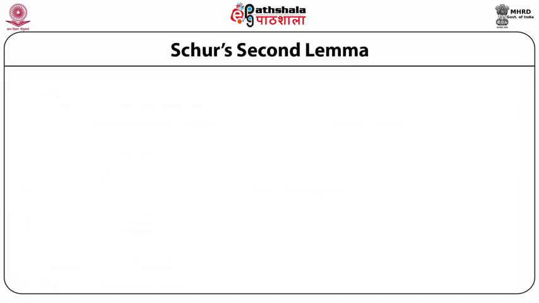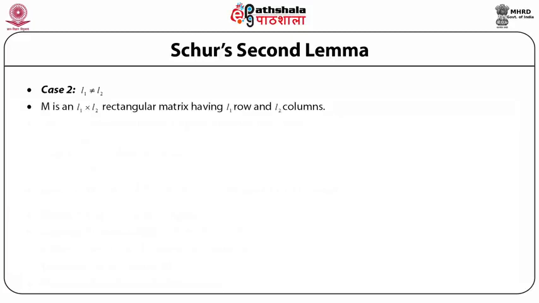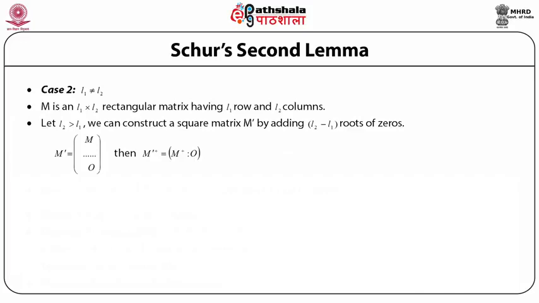Now we consider the case when the dimensions of the irreducible representations are not equal. That is, n1 is not equal to n2. Therefore, in this case, M is an n1 cross n2 rectangular matrix having n1 rows and n2 columns. Let n2 be greater than n1. We can construct a square matrix M prime by adding to this matrix M, n2 minus n1 zeros. That is, M prime can be written as M and a matrix 0 such that M prime dagger becomes a row matrix M dagger and 0.